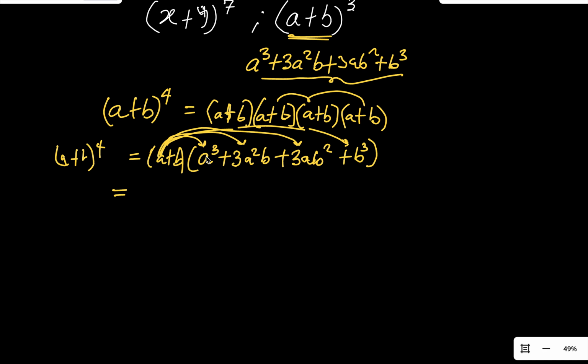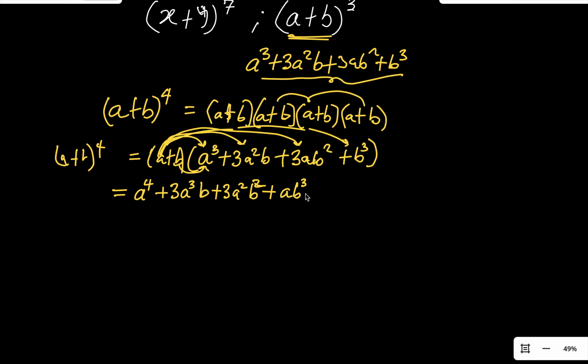So a times a³ increases to a to the power of 4. Hope you know. A again times 3a²b. Focus on where the a is. Increase the value of that a. So this one will give us 3a³b. A again times this third term will give us 3a²b². Finally plus a times this b³ will be ab³. I never finish. Let's use b to multiply this first term.